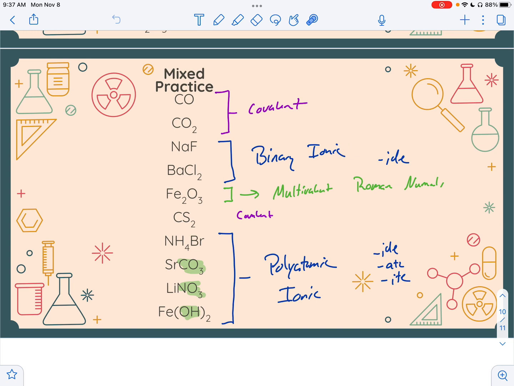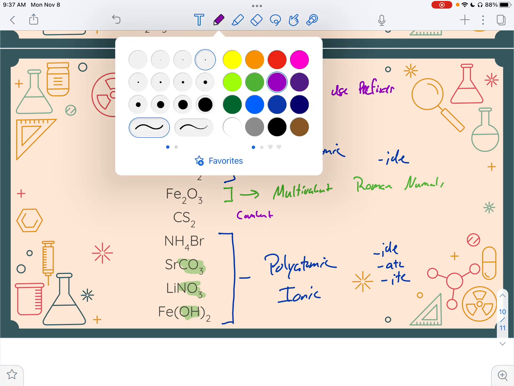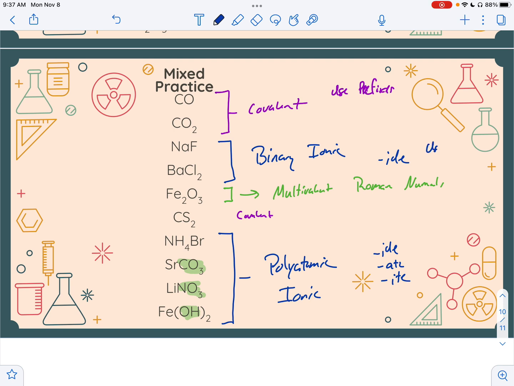They both end in ide, but covalents are the only ones to use prefixes. Use prefixes for covalent, and we use charge for ionic. So keep those things straight in your head. Also, if it's ionic, it might be multivalent, like iron, which can have more than one charge. But once again, we see carbon down here, that's covalent.